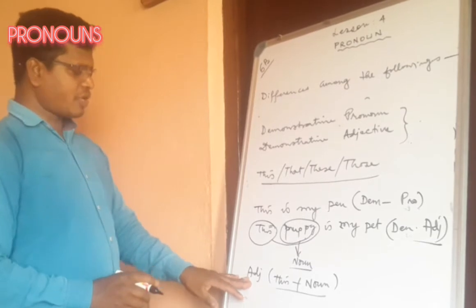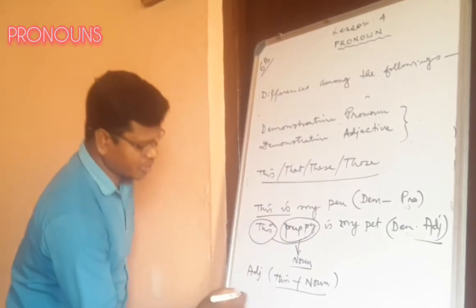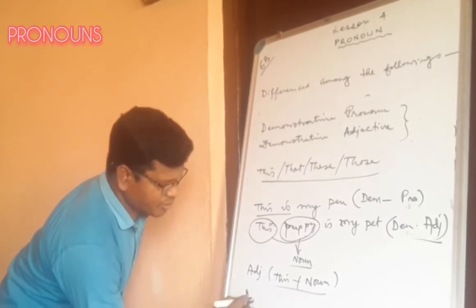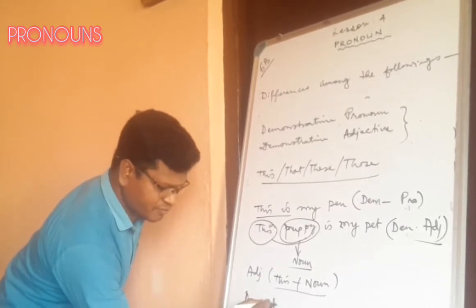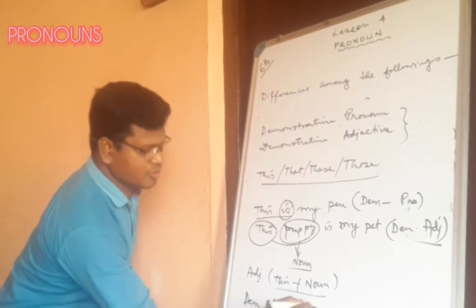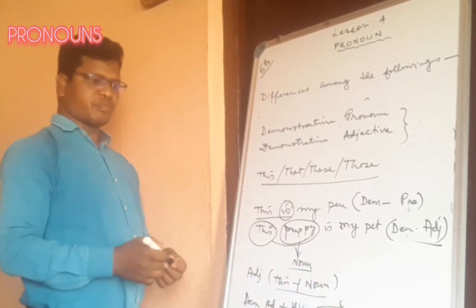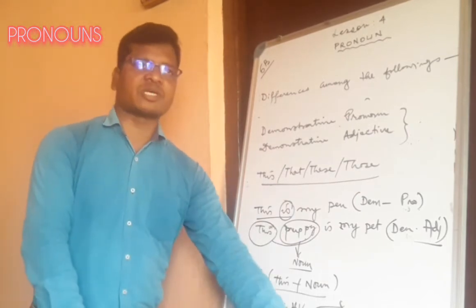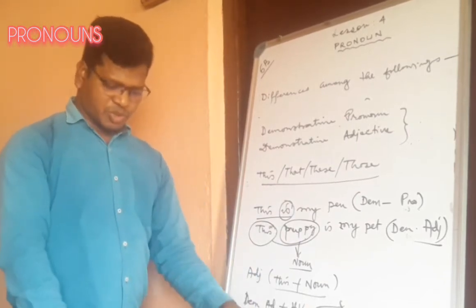Or else, if there is a pronoun, here also you can see that the first one, the demonstrative adjective, will come, demonstrative adjective plus what? The helping verb. So this is definitely the example of a demonstrative pronoun. This way you can identify. I hope it is clear to you all.